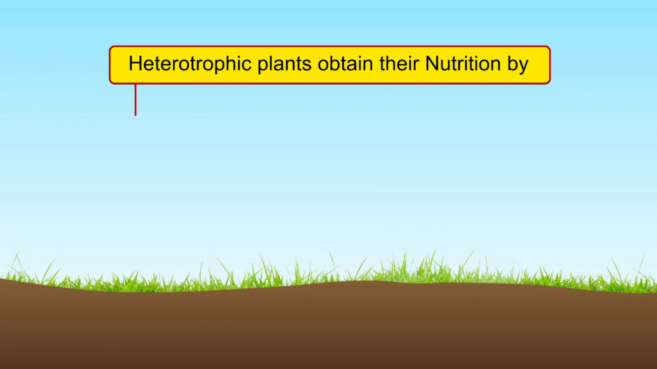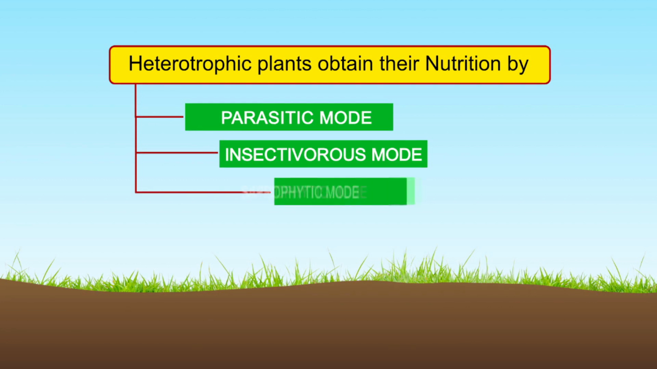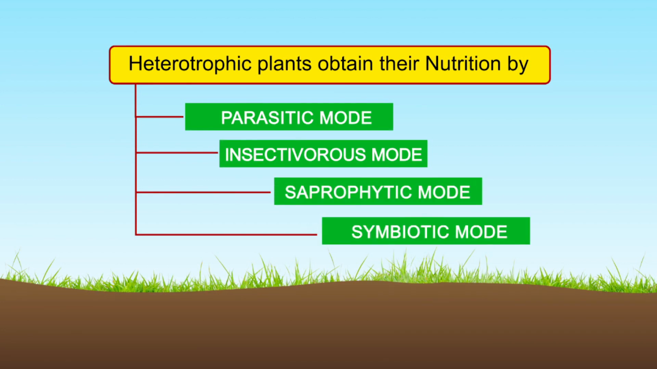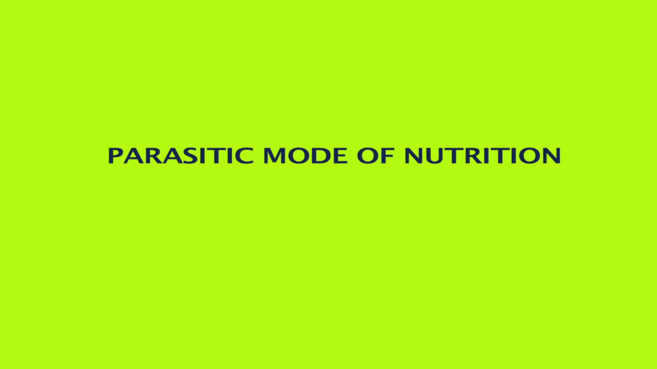Heterotrophic plants obtain their nutrition by either a parasitic mode, an insectivorous mode, saprophytic mode or symbiotic mode. Now we shall look into each mode one by one. First, we will learn about the parasitic mode of nutrition.